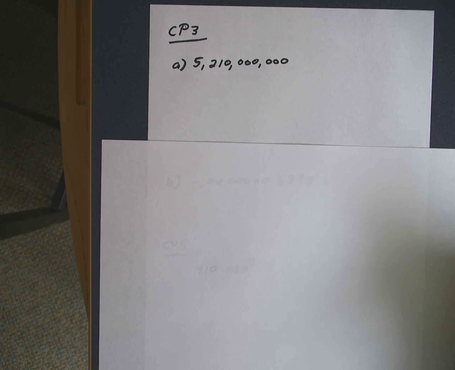Okay, we also need to be able to take large numbers, or very small numbers, and change them to scientific notation. Here we're starting with checkpoint 3, 5,210,000,000, and we want to change it to scientific notation.